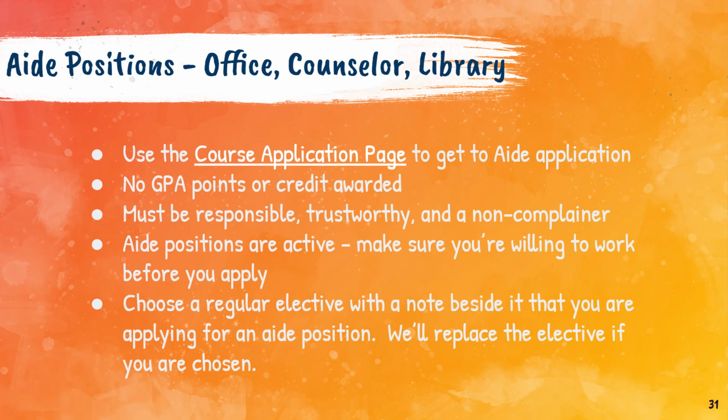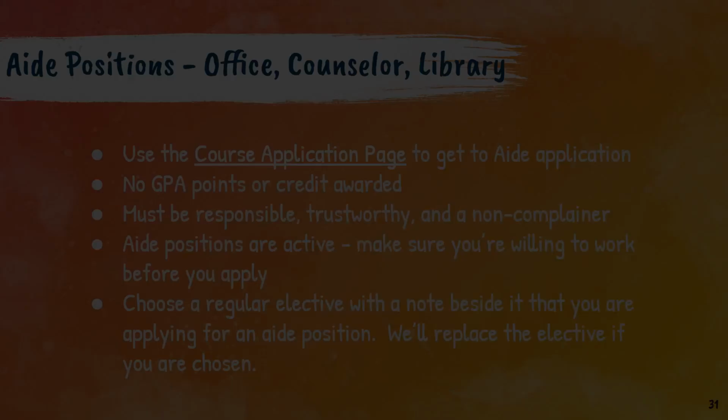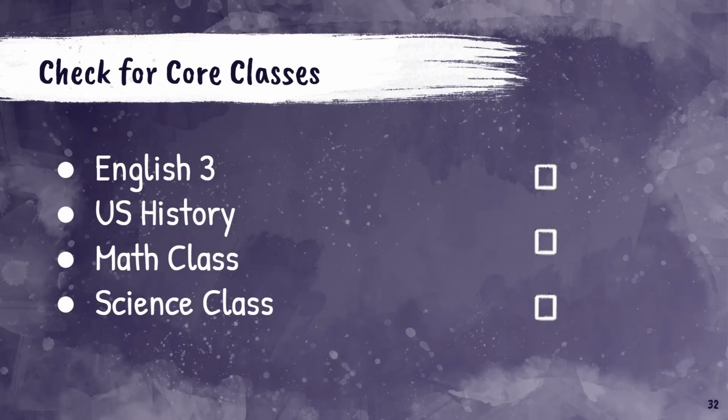So you have to make sure that you're willing to do the work because we do have you do a lot of office tasks. So make sure you've got English 3, U.S. History, the next math in your course section selection, and the next science that's in the typical pathway. Double check with your math and science teachers if you're not sure which should be the next course to take, and then we'll double check that when you meet with us.